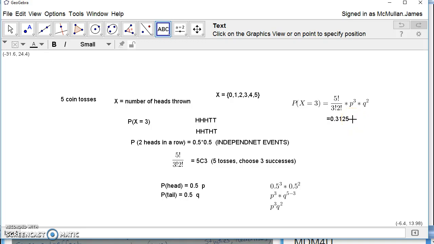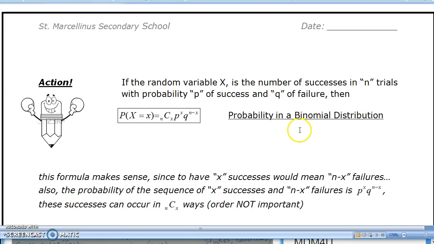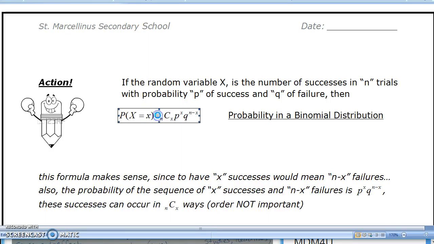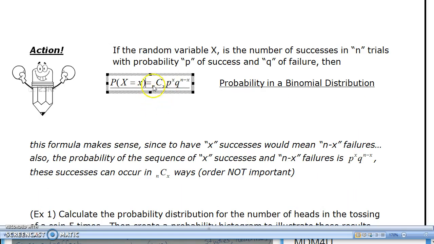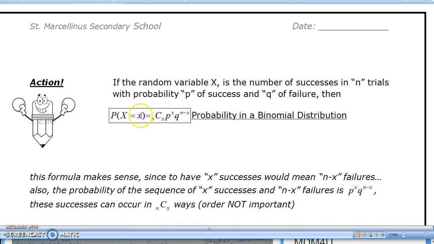0.3125, which is fairly likely, which makes sense because throwing 3 heads out of 5 is a fairly common occurrence. So to go back to our formula here for a second, let's look at the formula closer one more time. I want you to make this change to the formula. I want you to change that where it says small x, and make sure you write capital X equals x.